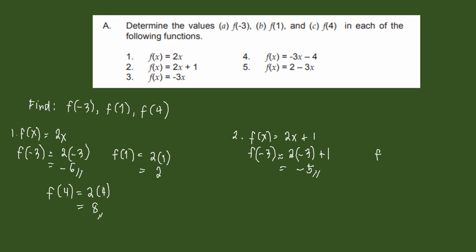If we have f of 1, that means it's 2 times 1 plus 1, and you will have 2 plus 1, which is 3. And lastly, for f of 4, that would mean 2 times 4 plus 1. 2 times 4 is 8, plus 1 is 9. So can you do number 3, 4, and 5 on your own?